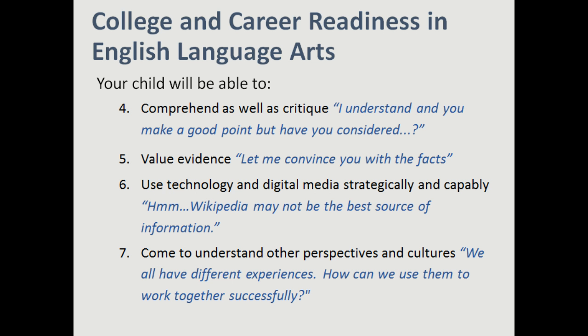Number four, your child will be able to comprehend as well as critique. We want students to work hard to understand what an author or speaker is saying, but they should also question the author or speaker's assumptions or intentions, and not take everything at face value. Similarly, number five, valuing evidence, means that our students know how to give specific and reliable evidence when speaking or writing, and they also know how to evaluate evidence that is used by others.